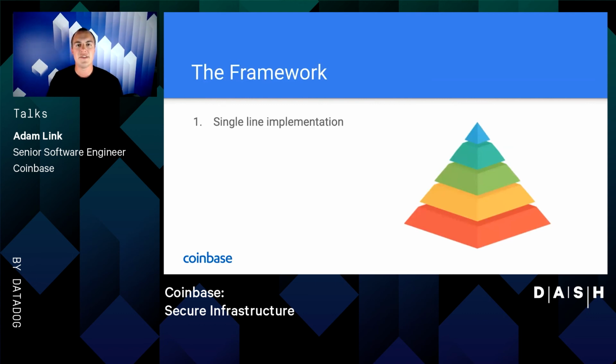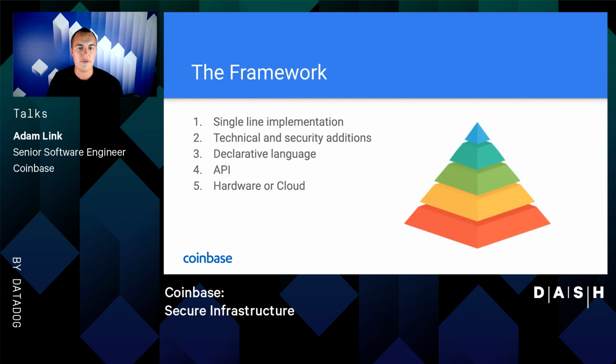So the framework is really 5 layers. At the very top layer is this single line implementation. This is the holy grail and certainly something that we are striving towards internally at Coinbase. But the objective is to make it as easy as possible for your internal customers to use the products you create. Underneath that is a layer of technical and security abstractions and additions. And this is where your infrastructure team can build tooling on top of that one-line implementation to bring in sensible security defaults. You then have a declarative language that gets generated at the next layer, which is consumed by your API layer. And this is where you are now beginning to interact with hardware resources or perhaps your cloud vendor.